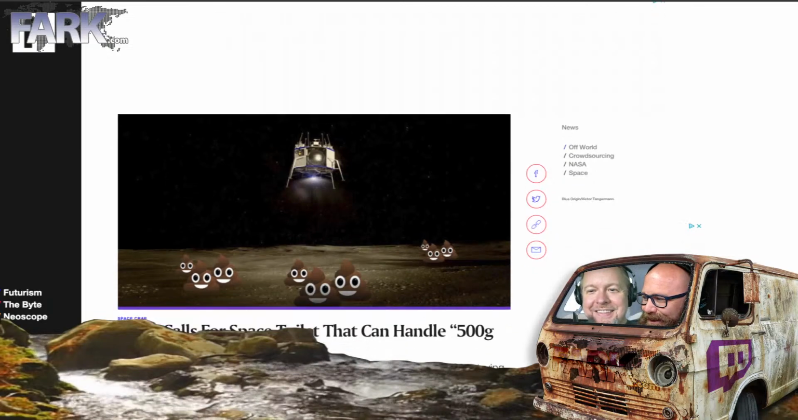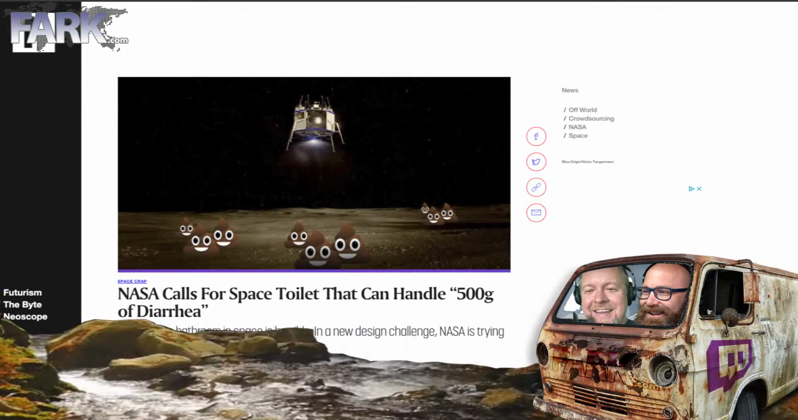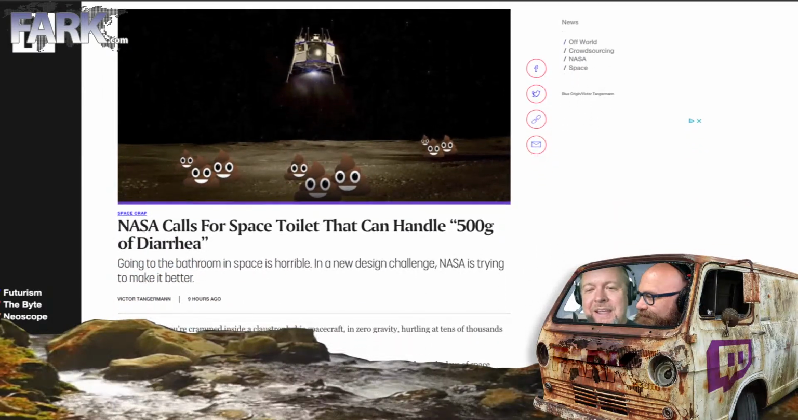NASA calls for space toilet that can handle 500 grams of diarrhea. Yeah, and at first I was like, man, and then I realized that's not that much, actually, if you think about it, because, like, I don't know.